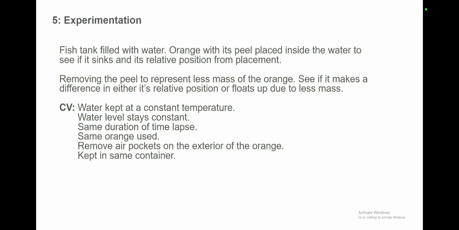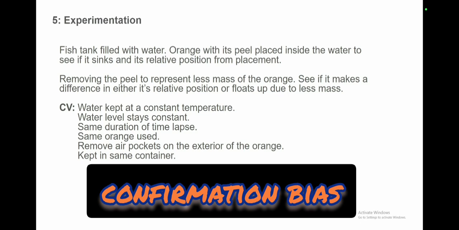On another one of your control variables, you say remove air pockets on the exterior of the orange. What about air pockets within the orange peel, or underneath the orange peel, Flatzoid, like a life jacket? So you didn't take away the air that would be underneath the orange peel, trapped within the orange peel, did you? Or underneath the orange peel, as a layer surrounding the orange and the orange peel? No, you didn't. So again, this is just a confirmation and shows that you don't actually know what you're doing when it comes to experimentation.